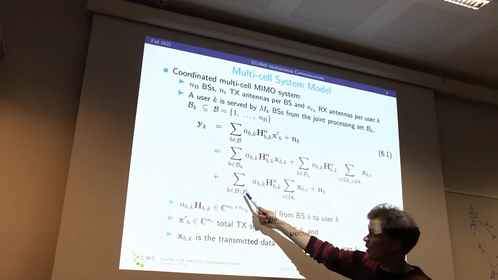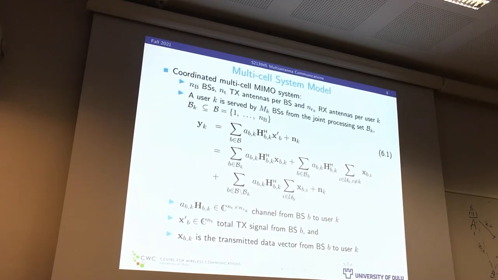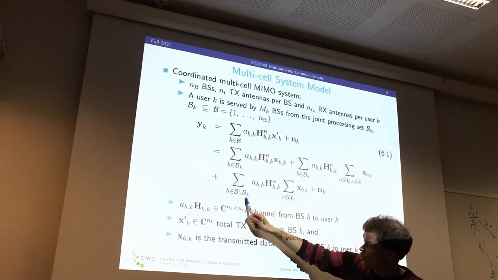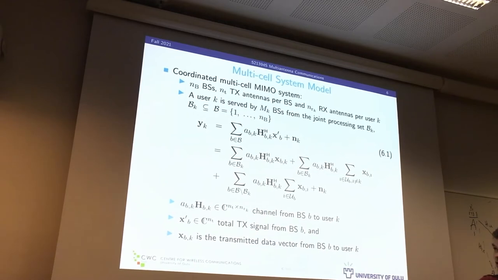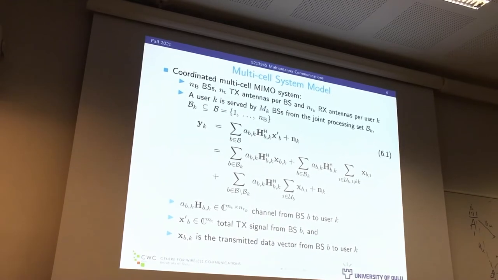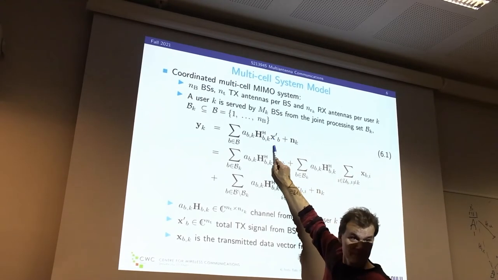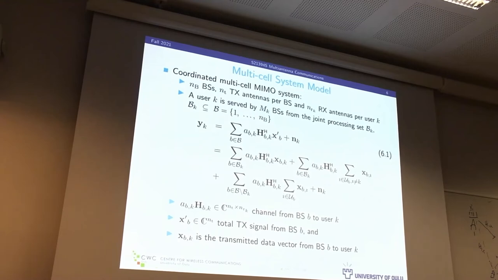And here we have some kind of intercell or inactive set interference, which includes all the base stations that are not in the serving set, right? And it just collects all the remaining interference. Okay, it's just splitting this X prime into smaller parts. This X prime is just a superposition of user specific components, right?